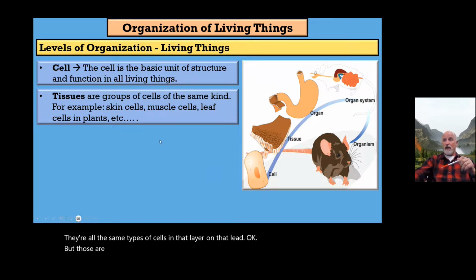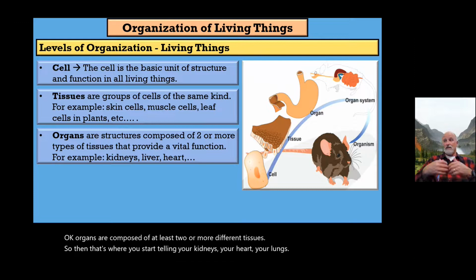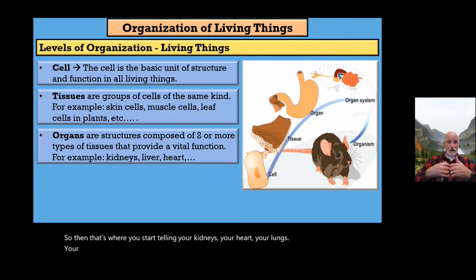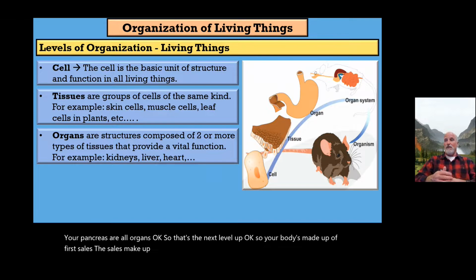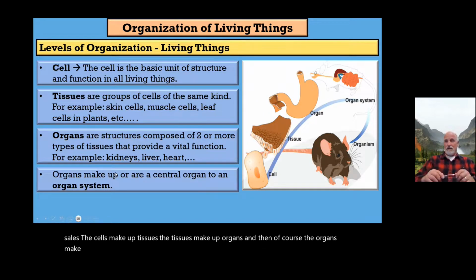Tissues then make up organs. Organs are composed of at least two or more different tissues. So that's where you start telling them your kidneys, your heart, your lungs, and your pancreas are all organs. That's the next level up. Your body's made up of first cells, the cells make up tissues, the tissues make up organs, and then of course the organs make up organ systems.